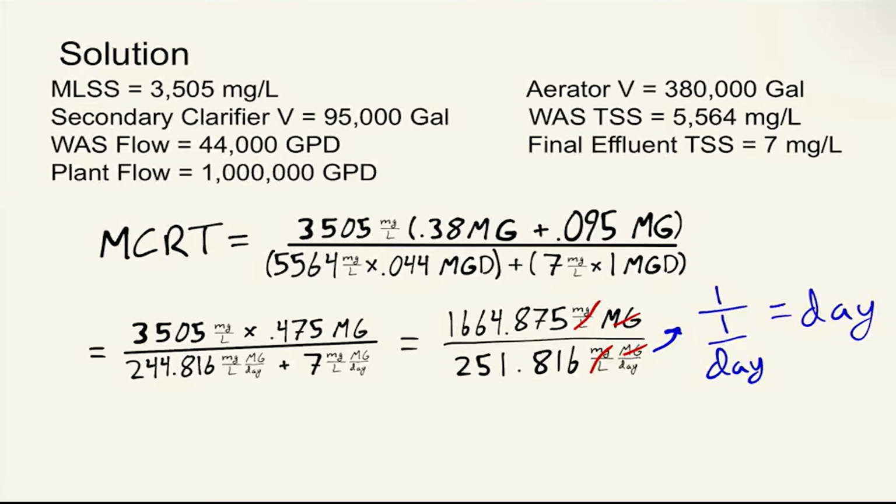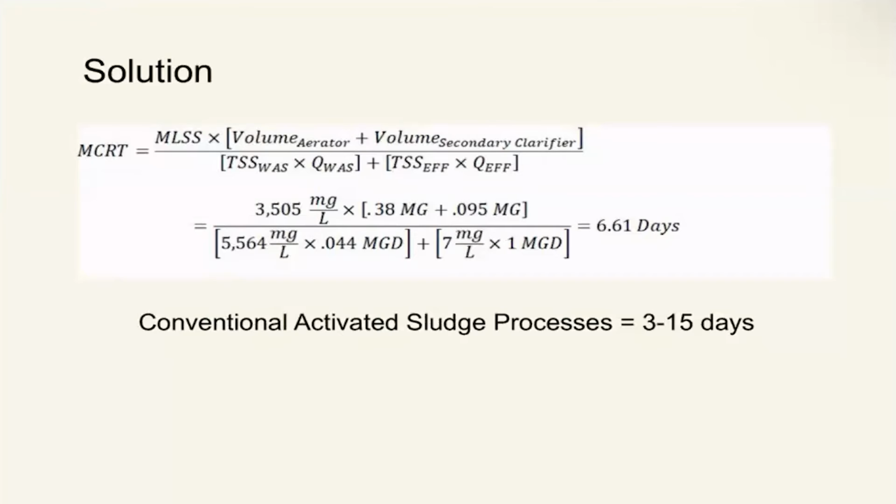And if you input the numbers in the equation, 1,664.875 divided by 251.816, it is equal to 6.61 days. So as you can see here, we worked out the solution in advance, and it's the same thing that we got just now, 6.61 days. And this is within the range of 3 to 15 days. So our calculated MCRT is within the desired range.